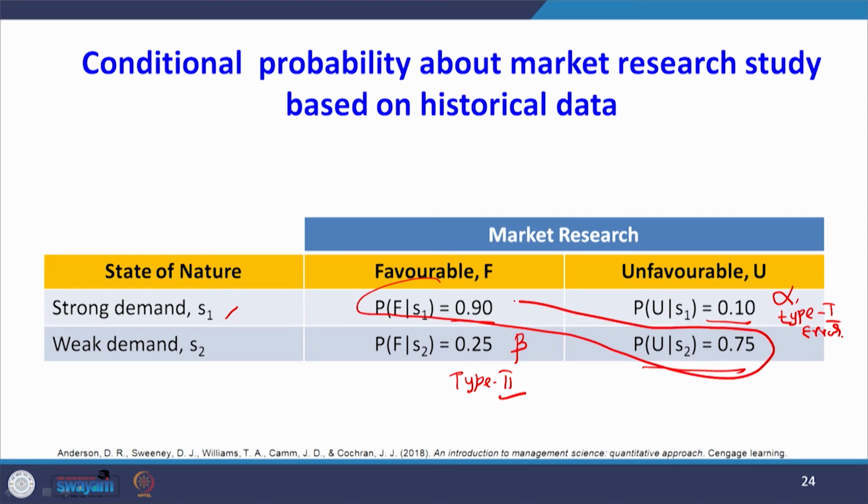Since these diagonal values are somewhat higher, it says that there is reliability in the report provided by this market research company, because when there is strong demand, 90% of the time it provides a favorable report. If it is weak demand, 75% of the time this company provides an unfavorable report. So, we can trust the result of this market research company.